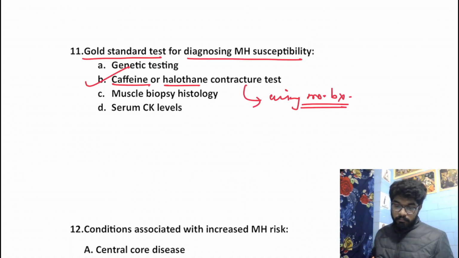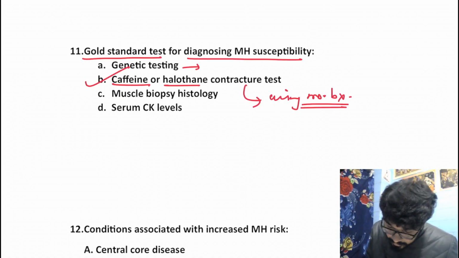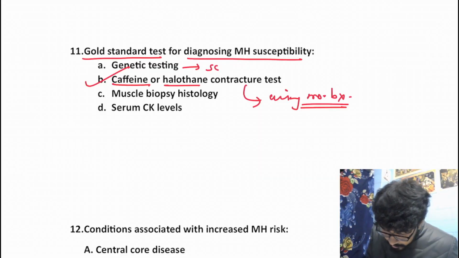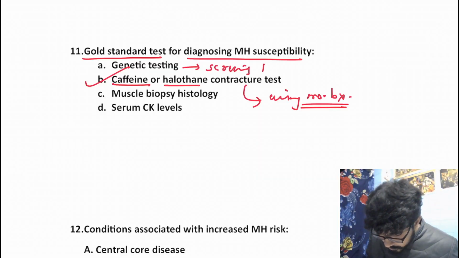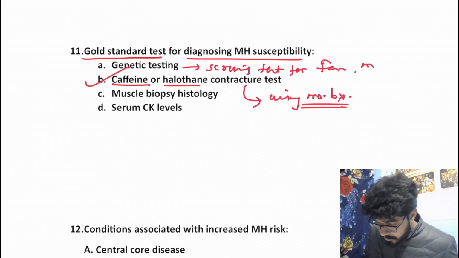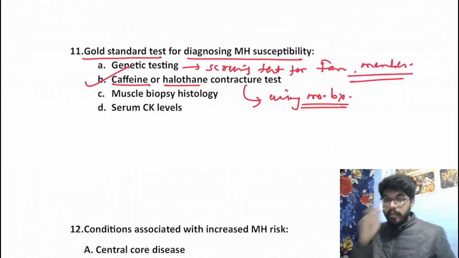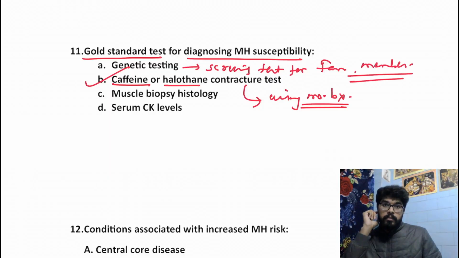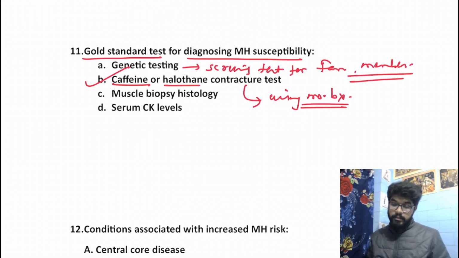Okay. Genetic testing can be used as a screening test for family members. You all know that this is a genetic disorder, right? So it can be used as a screening test for family members, but not for diagnosing susceptibility, right? Because the sensitivity of the genetic test is very low. The caffeine or halothane contracture test is the gold standard.